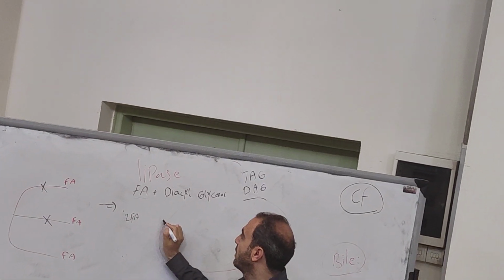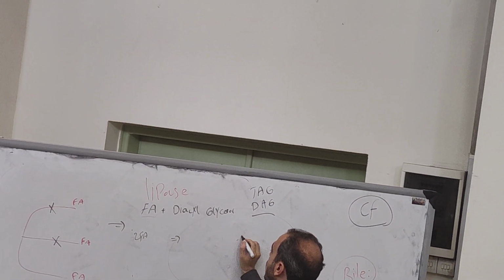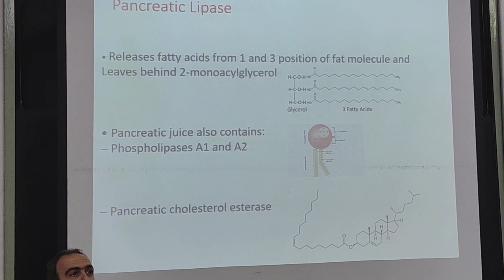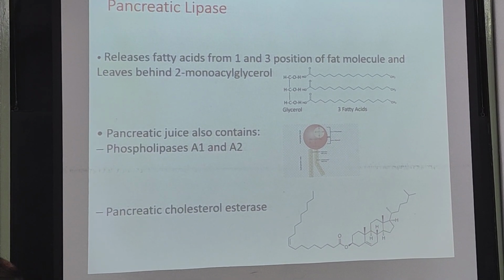Fatty acid and monoacid. Actually, they synthesize, and one of the fatty acids remains on the structure. Usually, this fatty acid remains. The number 1 and 3 are removed, and this is known as a 2-monoacid glycerol.